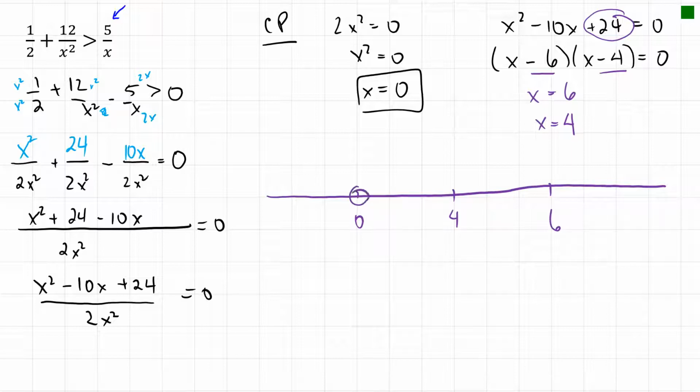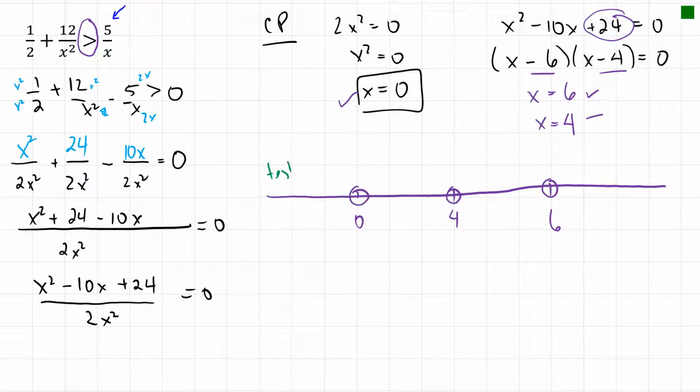And all of these are going to be hollow dots because the first one is where the denominator is 0, and the other two are where the numerator is 0, but because this doesn't include an equal sign, we don't want it to actually equal 0. So that divides the number line into 4 sections. And so I am going to test points.